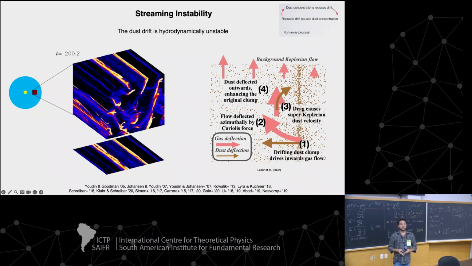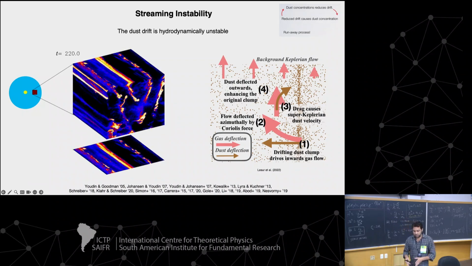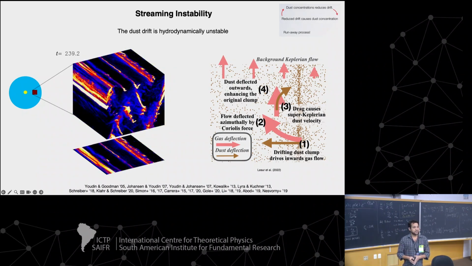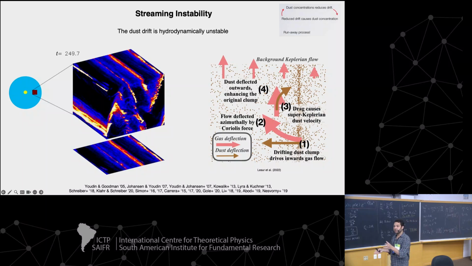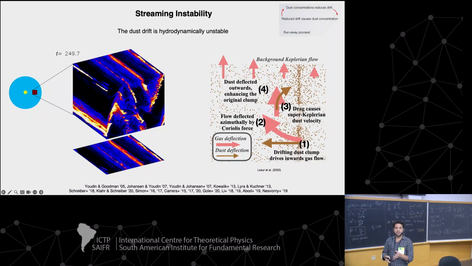And as you concentrate dust grains, you are slowing their drift, right? The dust grains are drifting because they're feeling the drag force. But as you concentrate the dust grains, they're going to back-react on the gas, and they're going to slow their flow. And then there are more dust grains that are flowing in from the outside.